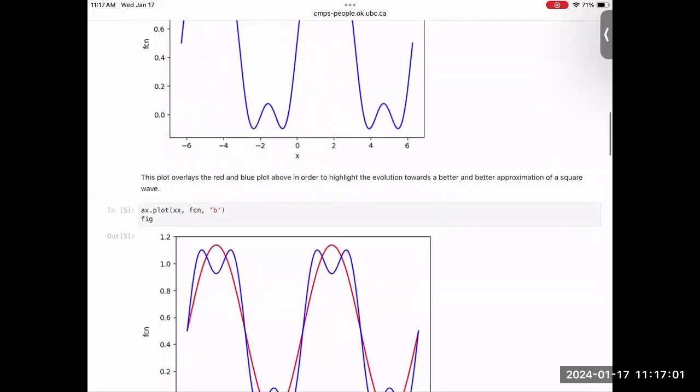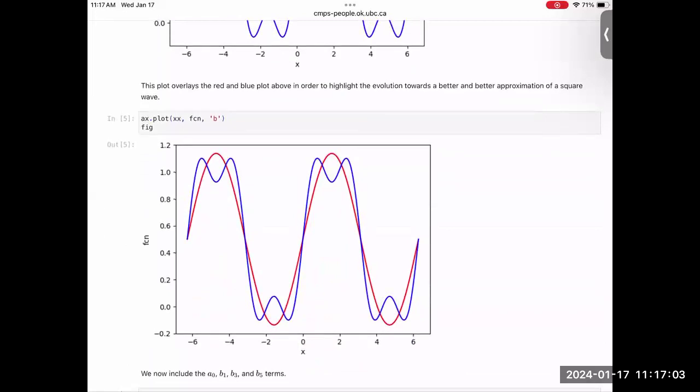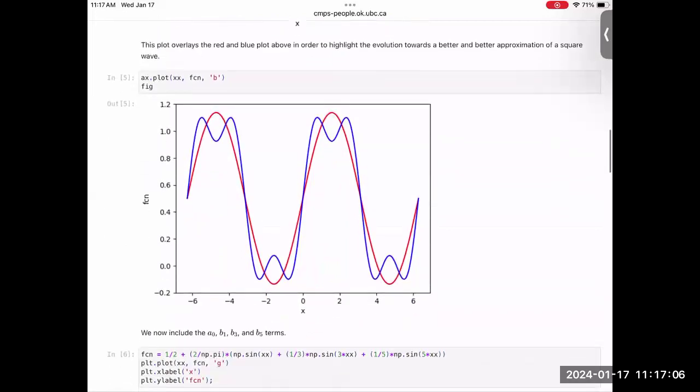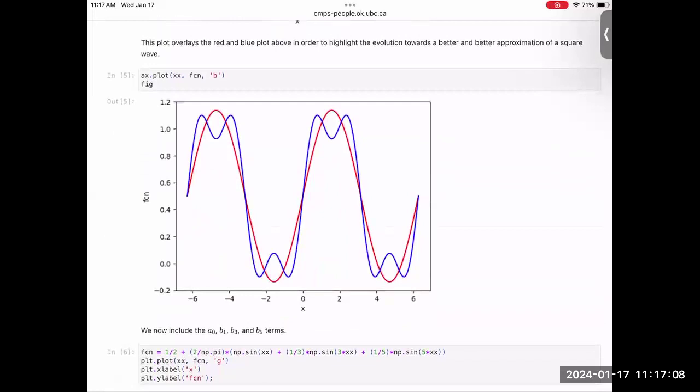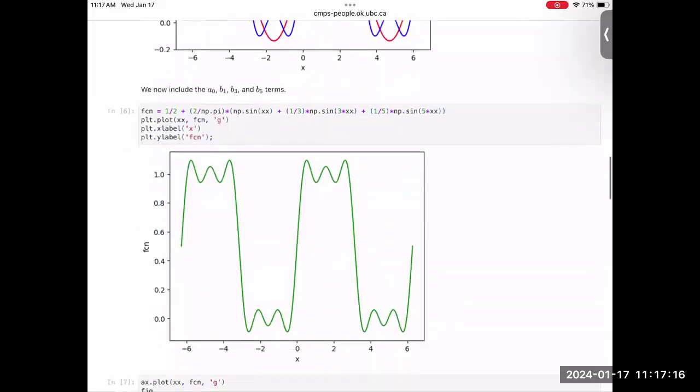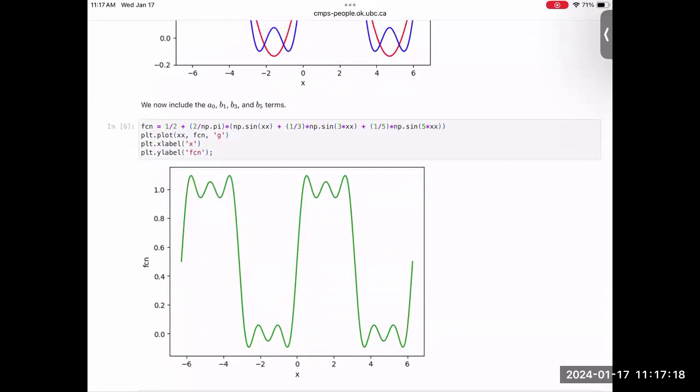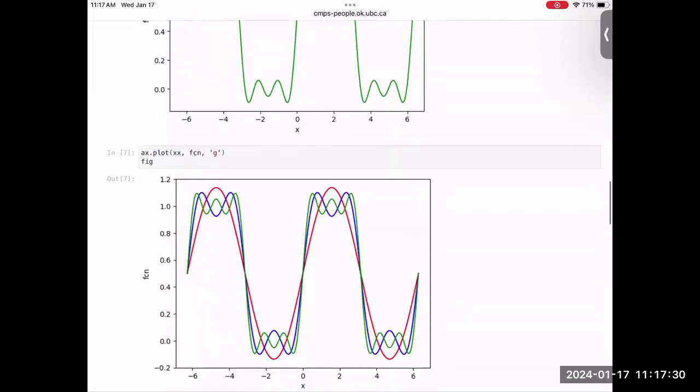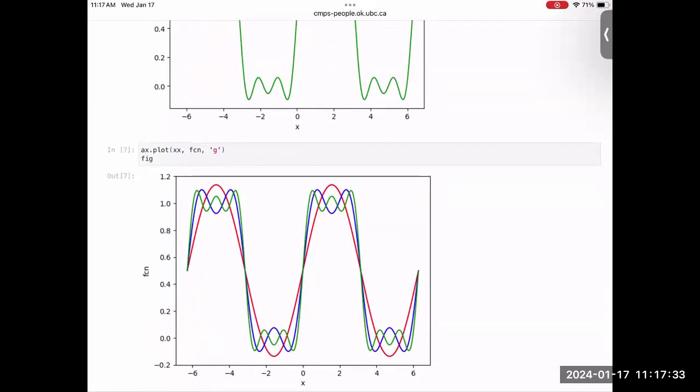Okay, and so here this plot just shows the two of them together. All right, and then we make a third plot where we're going to have sine x, 1/3 sine 3x, and 1/5 sine 5x. Okay, and that's the green one. And again, these vertical parts are getting steeper, and these parts here at 0 and 1 are getting a little flatter. Okay, and so there they are, everything together, and you can see the green one is the most square-like.